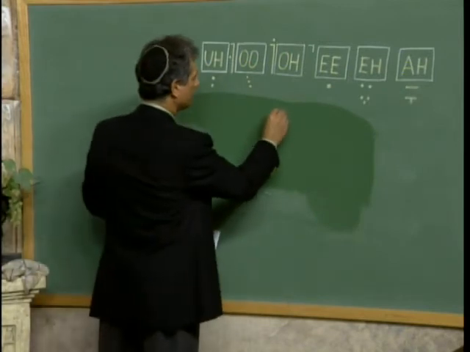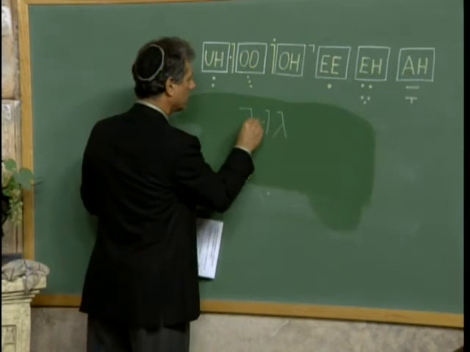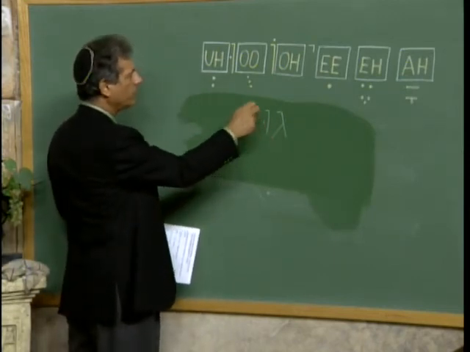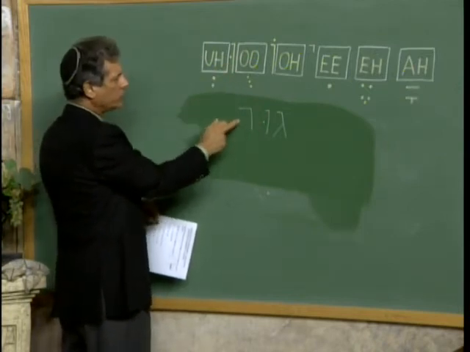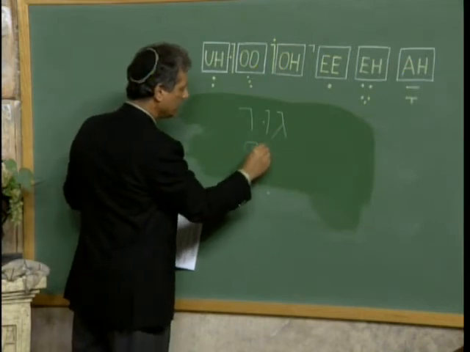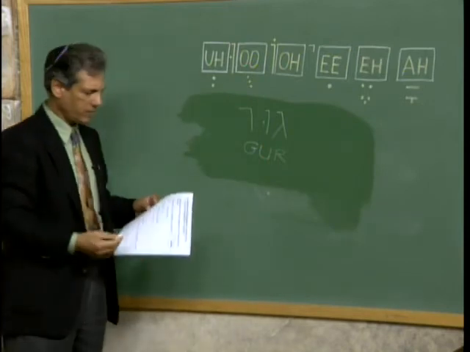Gur, which is a lion's cub, Gur. So you have the Gimel and the Vav and the dot in the middle. That is the U combination, and the letter Resh for R. Here is the Gimel, the G-U-R. Gur is the lion's cub.